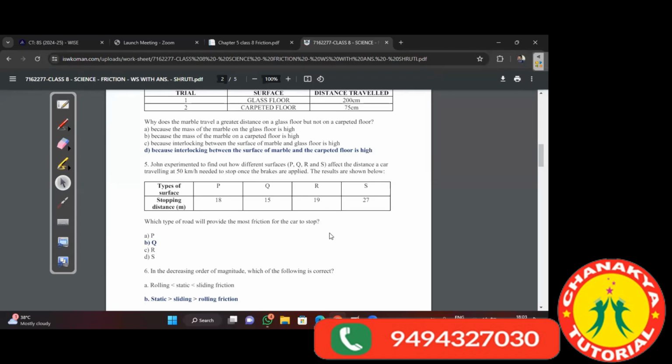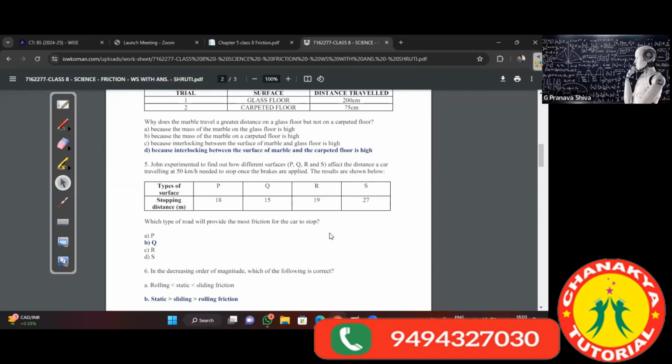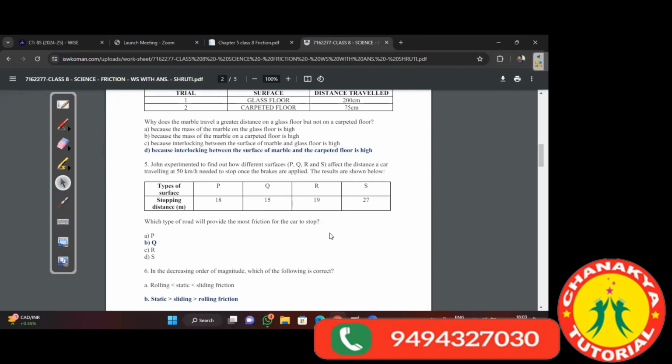Which type of road will provide the most friction for the car to stop? Surface Q. As we can see here, for Q the stopping distance is minimum. It stops with a minimum distance. So the stopping distance is minimum for Q, and hence the force of friction will be maximum for Q. Which one will provide the least friction? Surface S will provide the least friction.